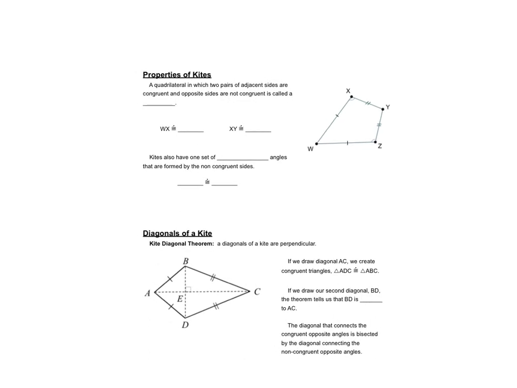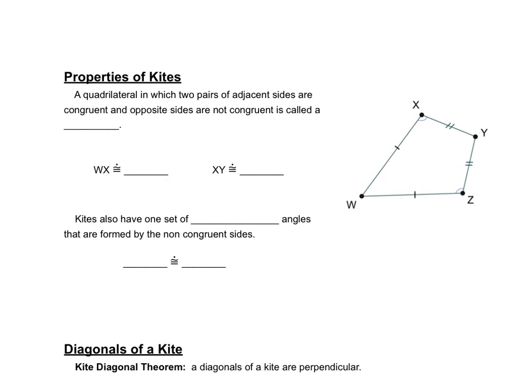All right, looking at the properties of kites now, moving on. We know that a quadrilateral in which two pairs of adjacent sides are congruent and the opposite sides are not congruent is called a kite. Look at our diagram. Two pairs of adjacent sides. This side is adjacent to this side and it is congruent. This side is adjacent to this side and it is congruent. That is an indicator that we have a kite, and opposite sides are not congruent. This is not congruent to that.